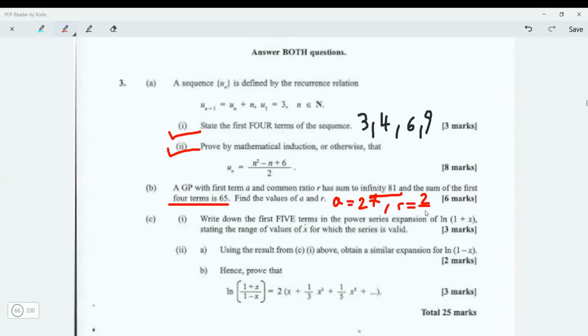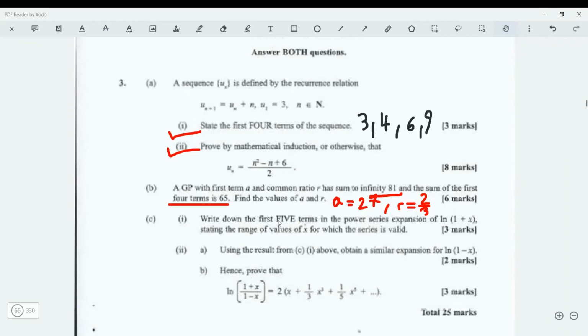All right, now the next one we want to work out, it says write down the first 5 terms in the power series expansion of ln(1 + x). Write down the first 5 terms in the power series expansion of ln(1 + x). And it says state the range of values of x for which this is valid.